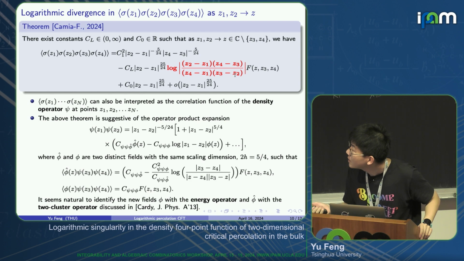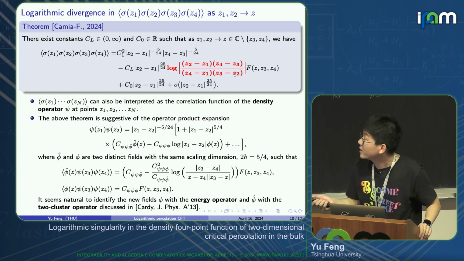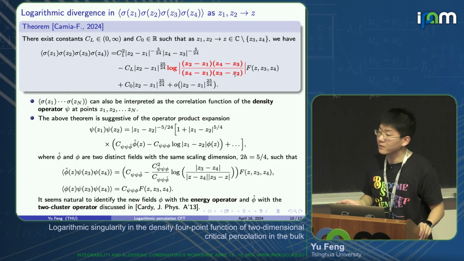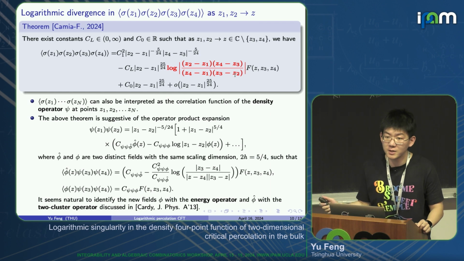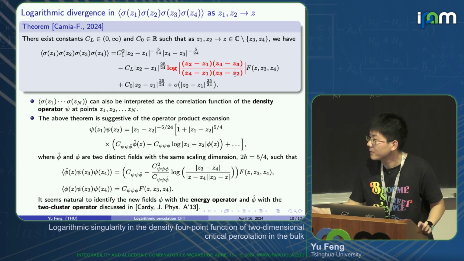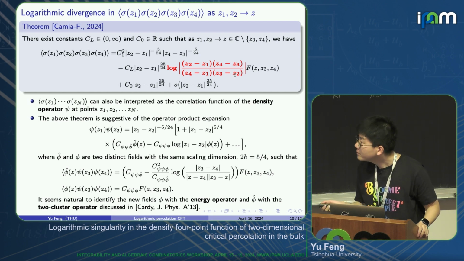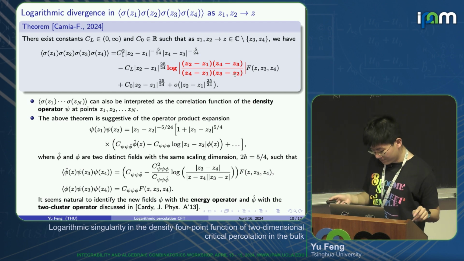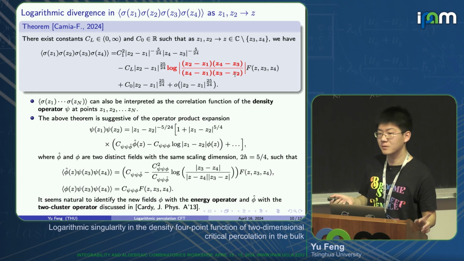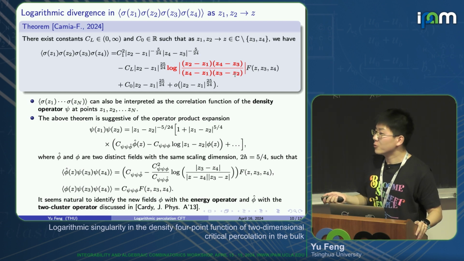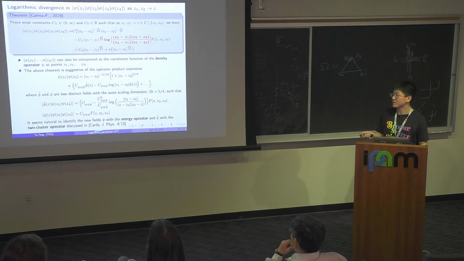And as I said before, this spin correlation can also be interpreted as the correlation function of the density field psi at those points. And this theorem is suggestive of the following operator product expansion of two density fields. So in this OPE, there are two new fields, phi and phi hat. There are two distinct fields with the same scaling dimension, 5/4. And actually, we also have probability interpretation of these two fields in the discrete, but I don't have time to discuss it. It seems natural to identify the new field phi with the energy operator and phi hat with the so-called two-cluster operator discussed by Cardy in 2013.